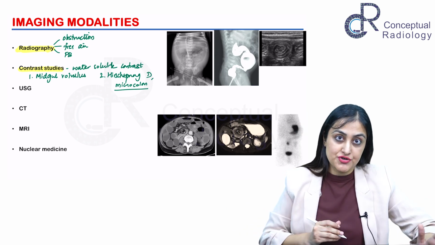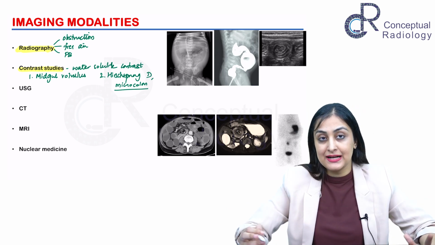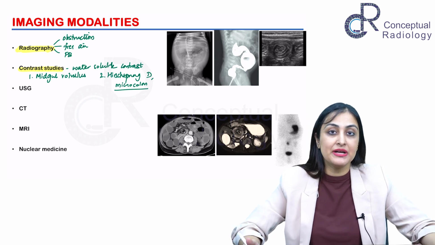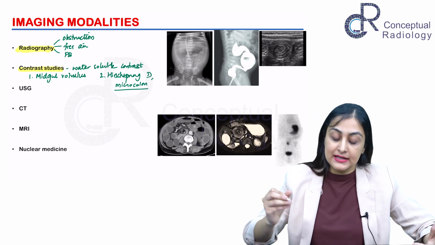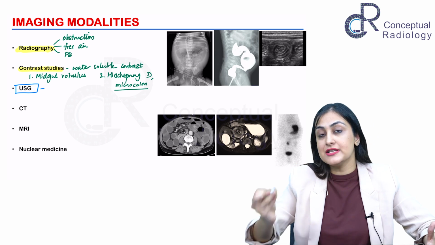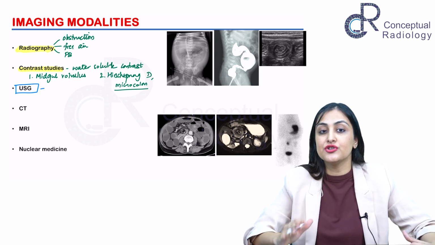Now talking about ultrasound. Any society guidelines you take as far as children and acute abdomen are concerned, whether it's AAP guidelines or ACS guidelines, they recommend ultrasound as the first-line investigation of choice for evaluation of acute abdomen.